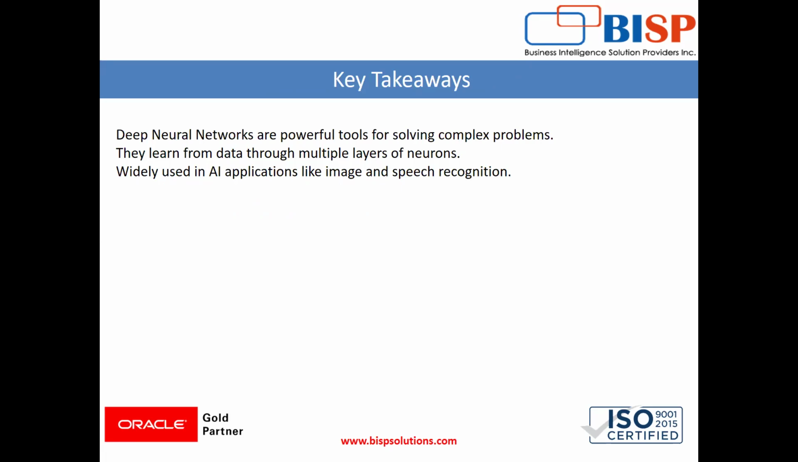So now let's see the key takeaways: deep neural networks are powerful tools for solving problems. They learn from data through multiple layers of neurons and are widely used in AI applications like image and speech recognition, right? So let me show you one document.